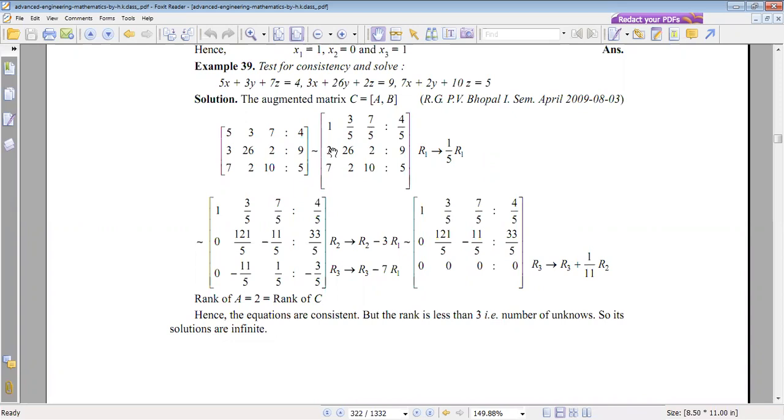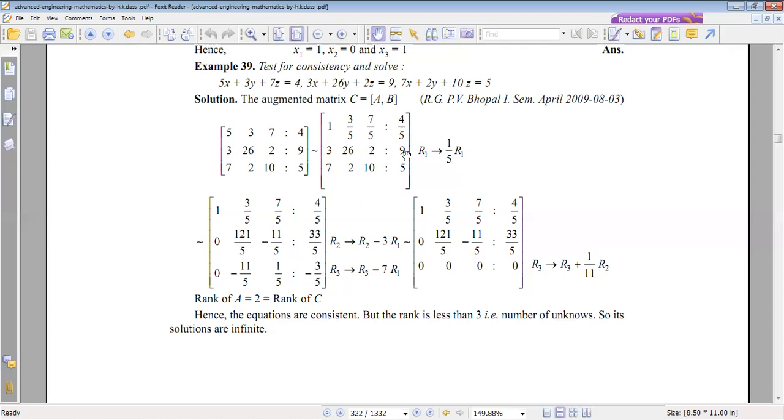How can you make this equal to 0? You know that 3 minus 3 into 1 is equal to 0. So therefore row 2 tends to row 2 minus 3 row 1. So 3 minus 3, which is equal to 0. In a similar way, we make these calculations.